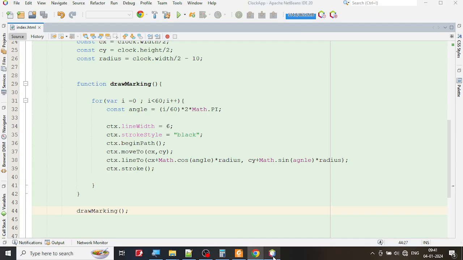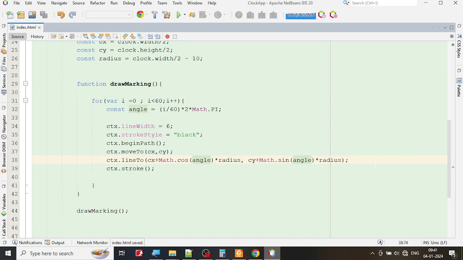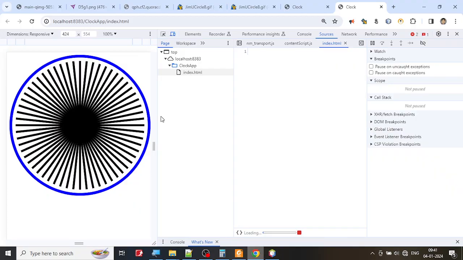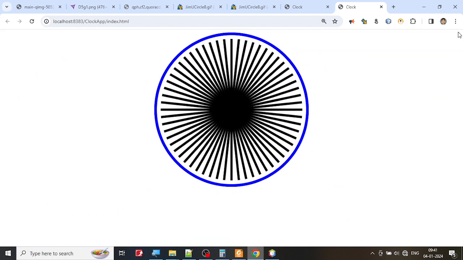That's as simple as that, you know very well. So here, if you notice, I have made a spelling mistake. Instead of A-N-G-L-E, I typed A-G-L something. So I'm going to save it now, and you see the effect. Let me go back. This is what you are going to get. You may say that is not a clock, but you got something from here. So from here you got a different connection.